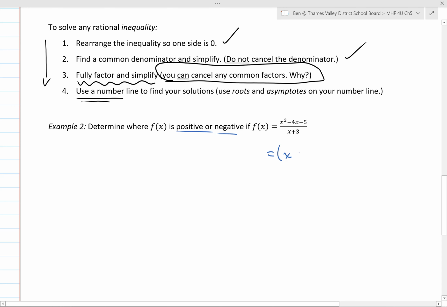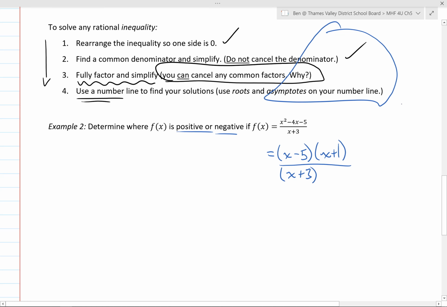Okay, well then that's x minus 5, x plus 1 in my numerator, divided by x plus 3. Okay, so it's our goal to find where this function is positive or negative. Let's try and create a number line right off the start. So no, we're not going through this whole thing. We'll go through this whole thing as we reattempt the first problem later.